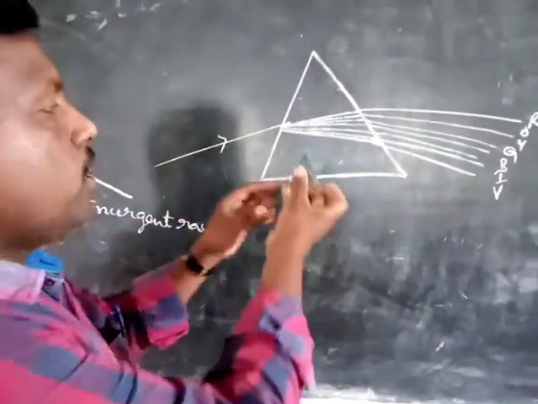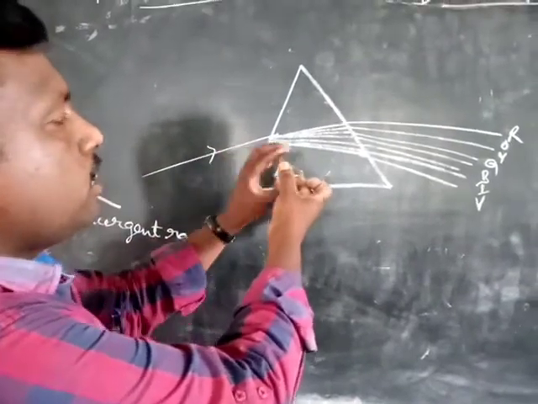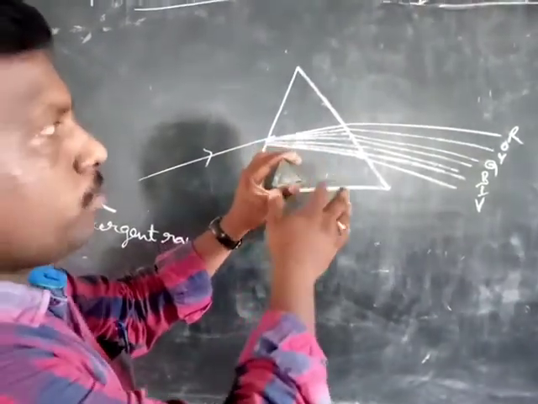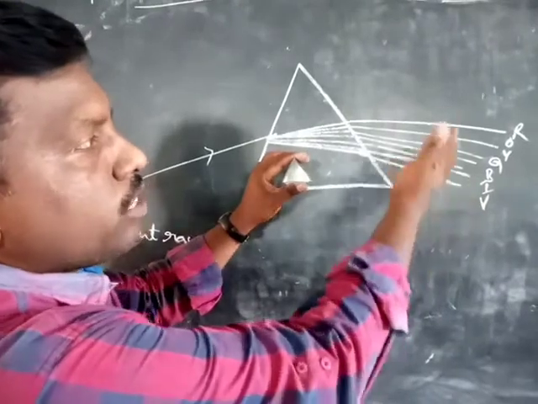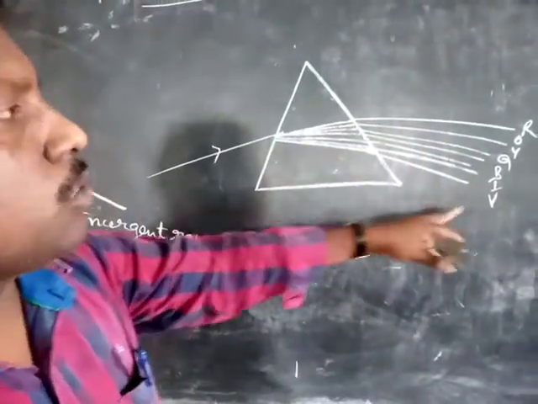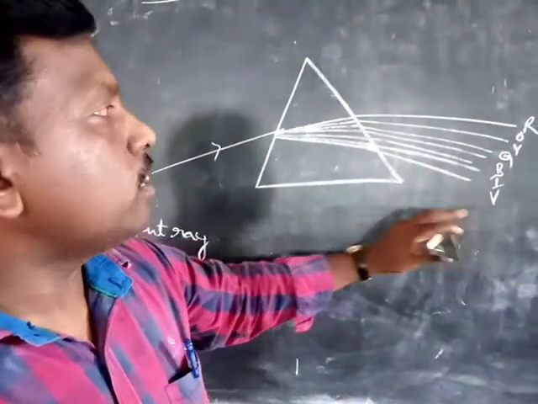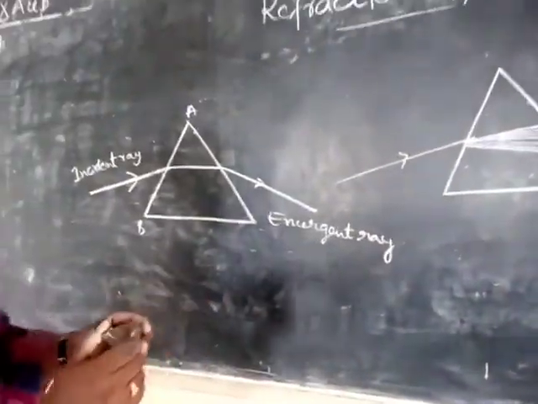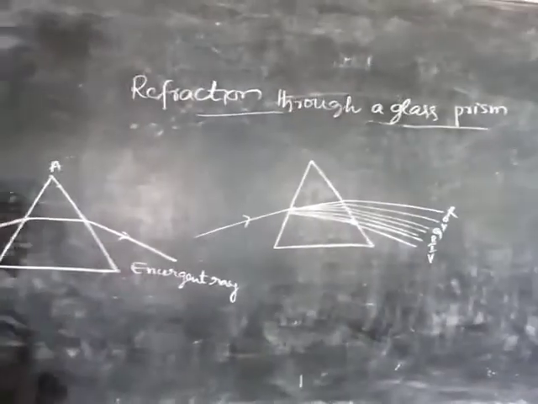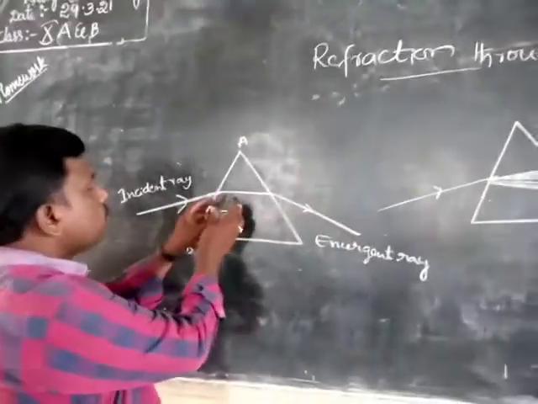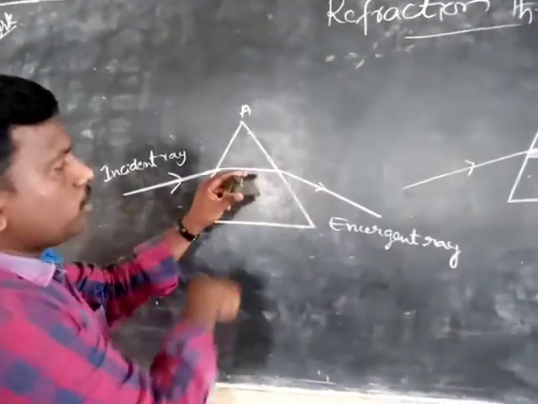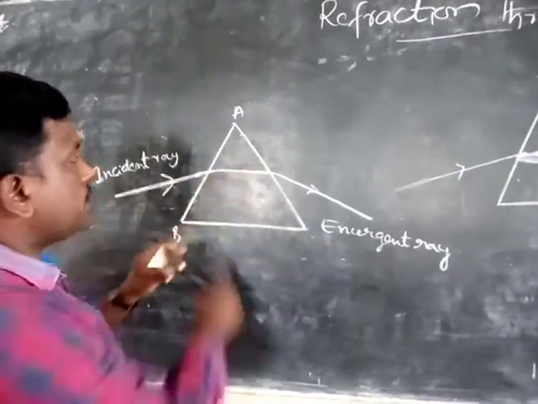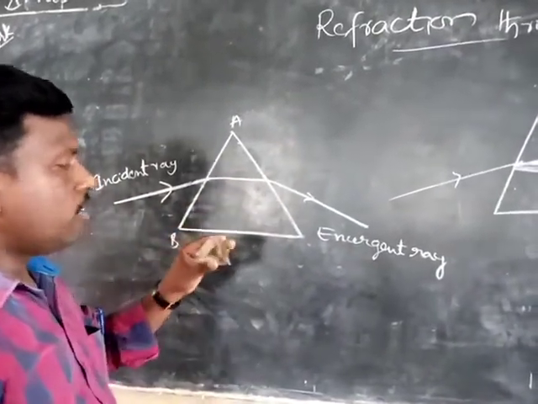What will happen if we send an incident ray through a triangular glass prism? It disperses into 7 different colors. This is what we call dispersion. We will discuss that one later. Now today's topic is refraction through glass prism. When we pass one incident ray through this glass prism, we will get an emergent ray in this way.